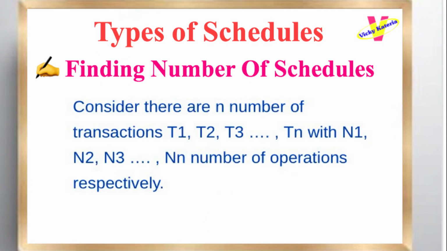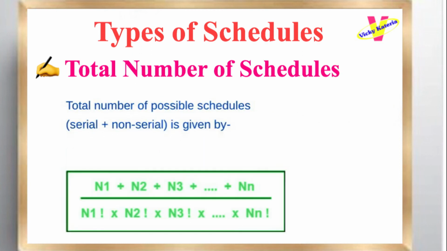Finding number of schedules. Consider there are n transactions T1, T2, T3 and so on, Tn with n1, n2, n3 and so on, nn operations respectively. Total number of possible schedules, serial plus non-serial, is given by (n1 + n2 + n3 + ... + nn)! / (n1! × n2! × n3! × ... × nn!).